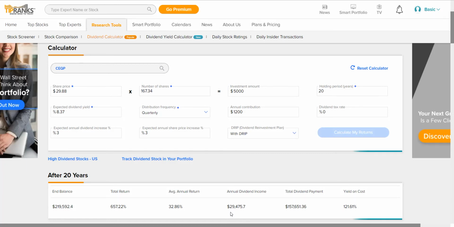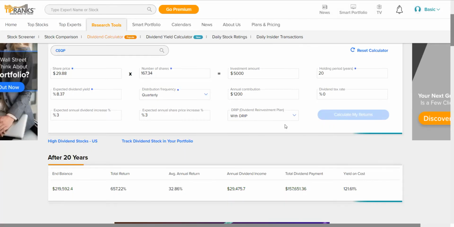So now we're talking. And remember, we initially only started out with $5,000 and you only contributed $100 a month for 20 years, which is roughly $24,000. So plus the $5,000, really that is only $29,000 that you invested 20 years ago, and now you have a 657% return on your money and an annual dividend payout of $29,000. So that is incredible.